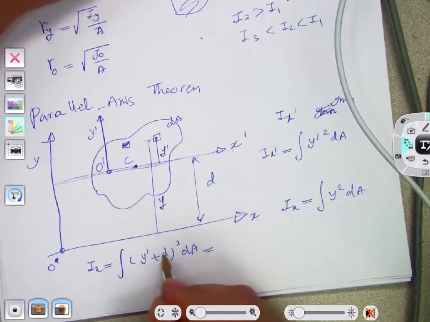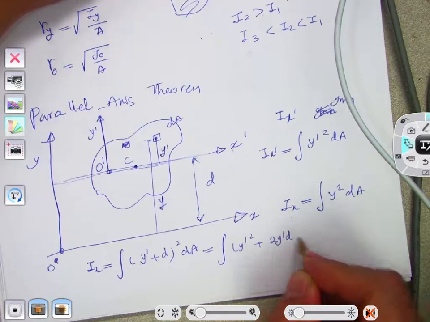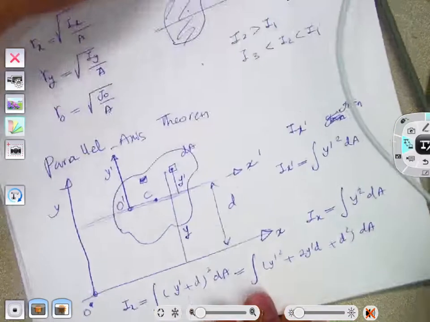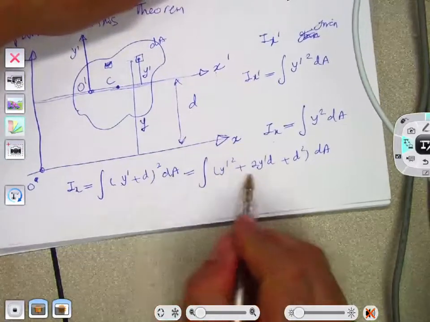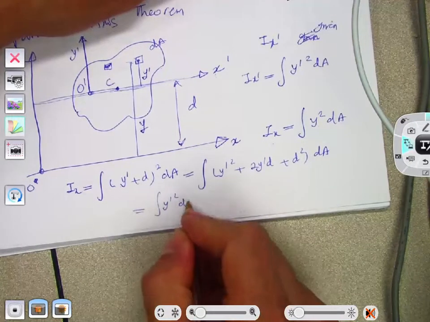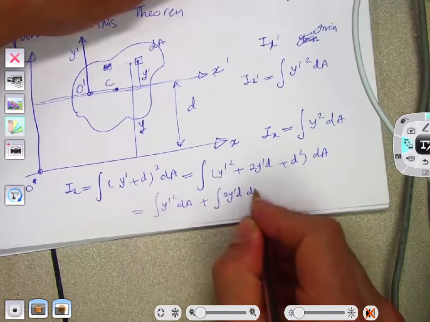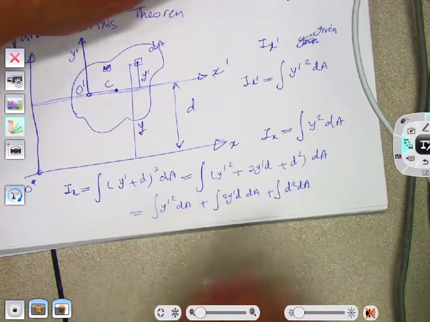Okay, but I can expand this. If I expand it, I get the integral of y prime squared plus 2y prime d plus d squared, dA. So I can break this integral into three pieces: the integral of y prime squared dA, plus the integral of 2y prime d dA, plus the integral of d squared dA. Alright, this is what I got. So let me move to another page.